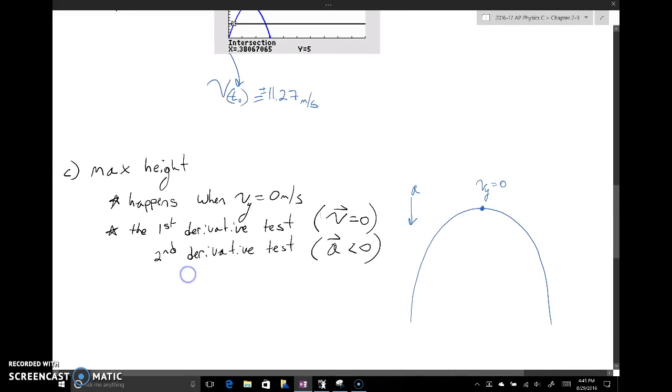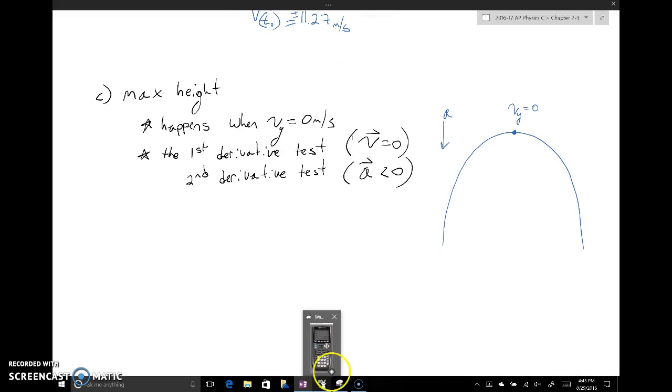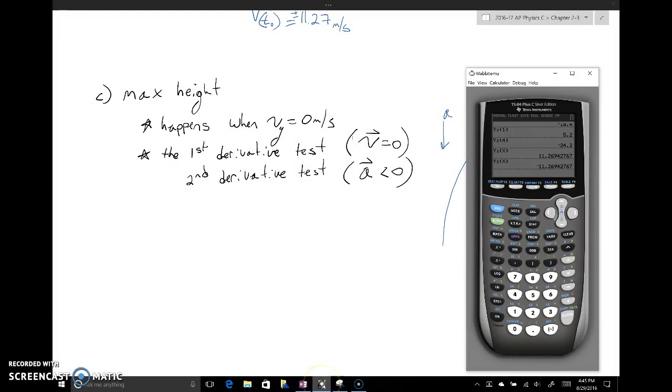So anyway, we can find the max height when the velocity is equal to 0. There's two ways we could do this. We could use our calculator, or we could solve it algebraically. Today we're practicing calculator skills, so we'll go into our calculator and graph our velocity. Turn that off. And we should be able to find that 0, so we're going to go to Calc, zero.